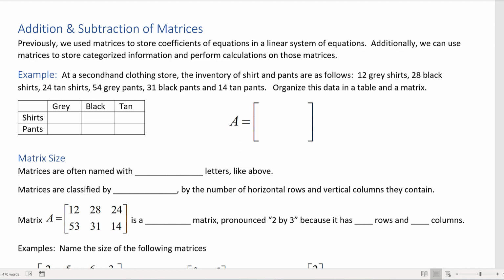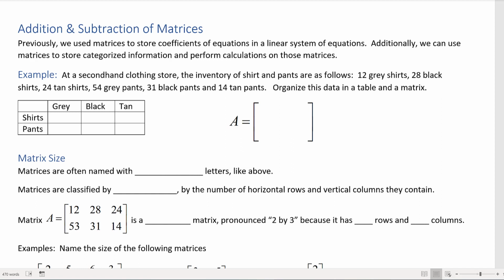So our first example is at a second-hand clothing store. The inventory of shirts and pants are as follows. They have 12 gray shirts, 25 black shirts, 24 tan shirts, 54 gray pants, 31 black pants, and 14 tan pants. So we can organize this information into a table, and then I'm going to show you how to move that into a matrix. So notice I have this table where shirts and pants are my rows and the colors gray, black, and tan are my columns.